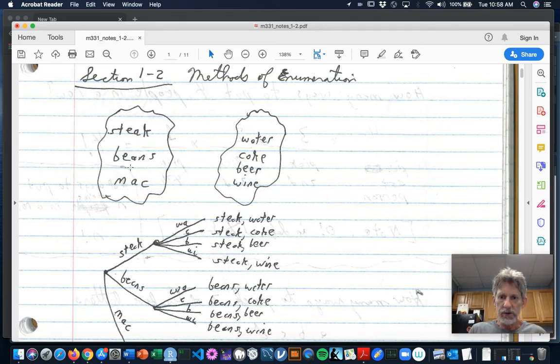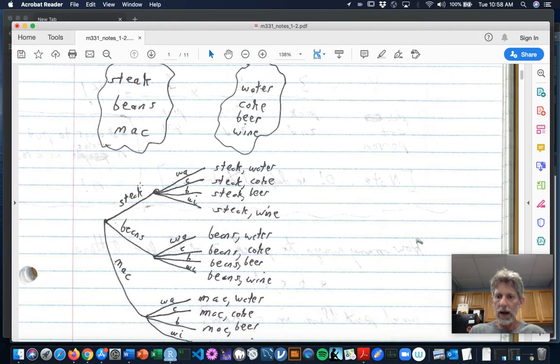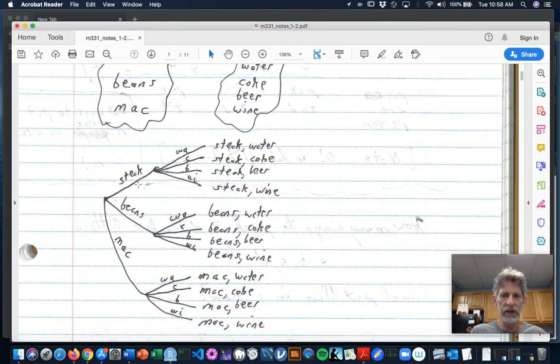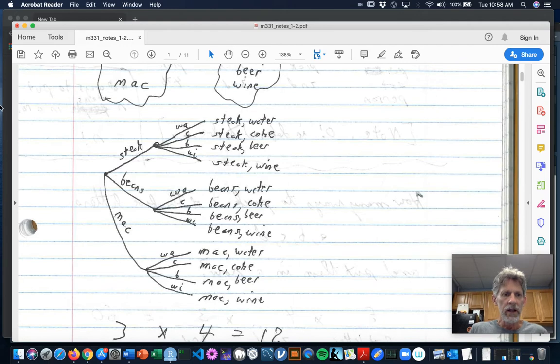Well, you could just try to list them all out systematically. You can do so with a tree diagram if you like. You have a starting point, that dot right there. We haven't chosen anything yet. And let's say first you're going to choose your main course. So you've got three choices represented by the three branches coming off of that dot. You've got a steak choice, a bean choice, and a macaroni and cheese choice.